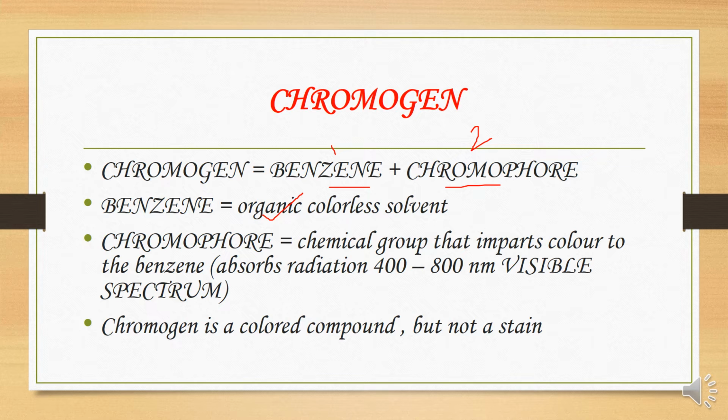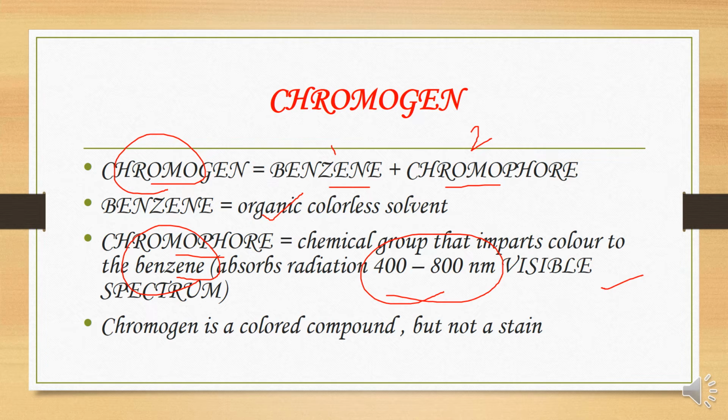The second part of the chromogen is interesting. Why? Because it is made up of chromophore. And what is a chromophore? Chromophore is that chemical group which is going to be imparting color to benzene. Meaning what? This chromophore has the ability to absorb radiation anywhere between 400 to 800 nanometers, which we call the visible spectrum.